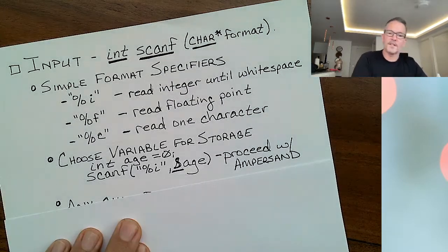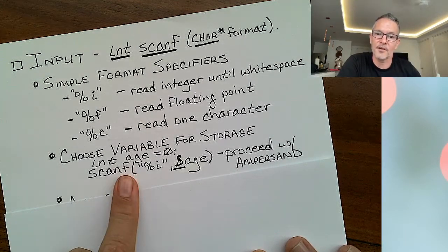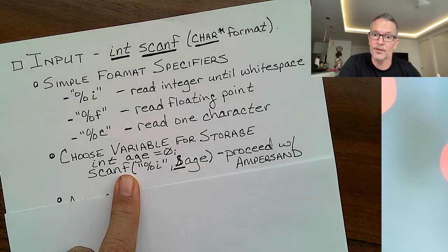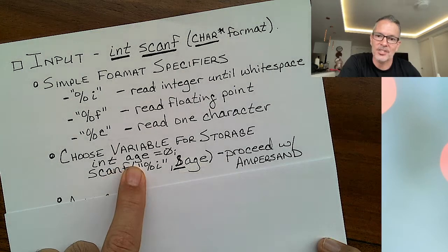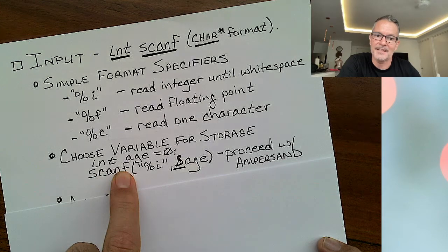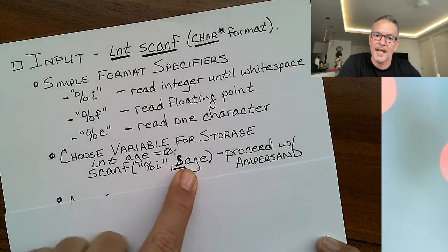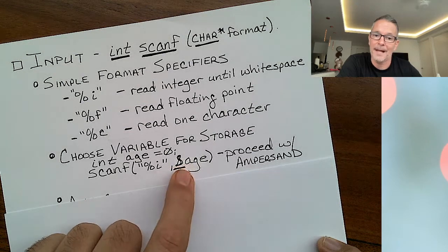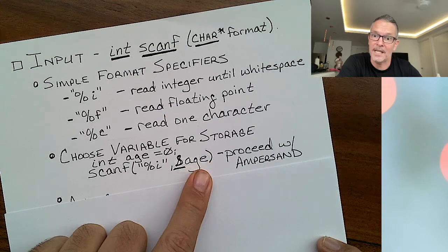Now, what's interesting about scanf is you need to provide it with a variable where it will store the value it read from the keyboard. So here I define a variable called age. I set it to 0. And then in the next line, I write scanf. I use the format string %i. And then this is new for you. I put an ampersand before the name of the variable age.